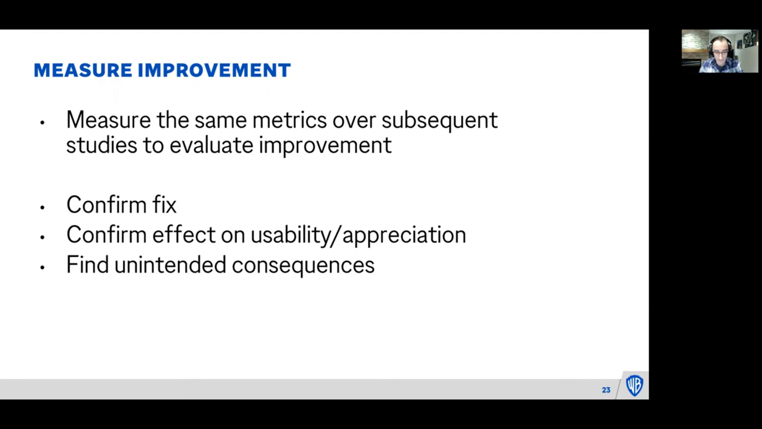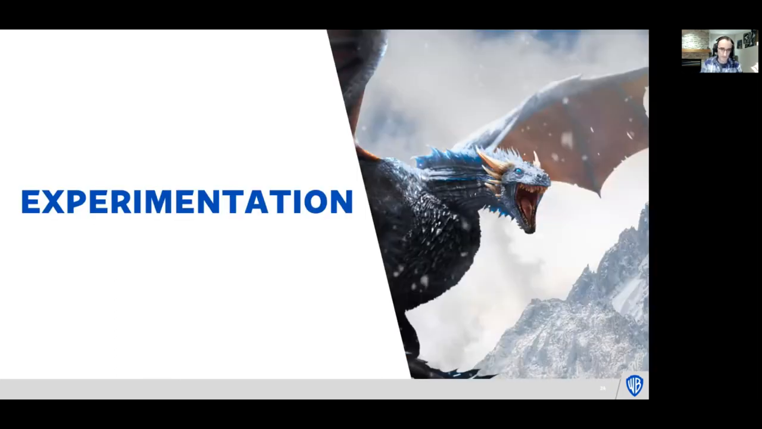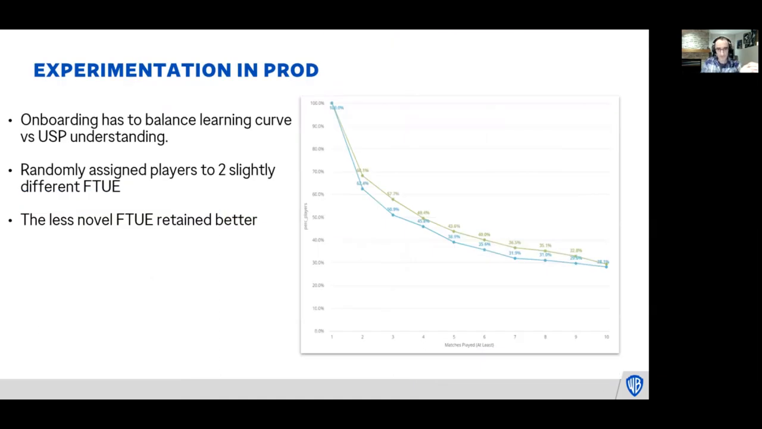And we can find unintended consequences. We had cases where making one gadget more usable meant that everybody just used that gadget and the use of the other ones fell down. So, yeah, that's maybe not what we want to do. So again, you can start picking up on things like that. And where that brings us is experimentation. So if we're saying that we can run a study, make some improvements, run another study, what if we ran two studies at the same time?